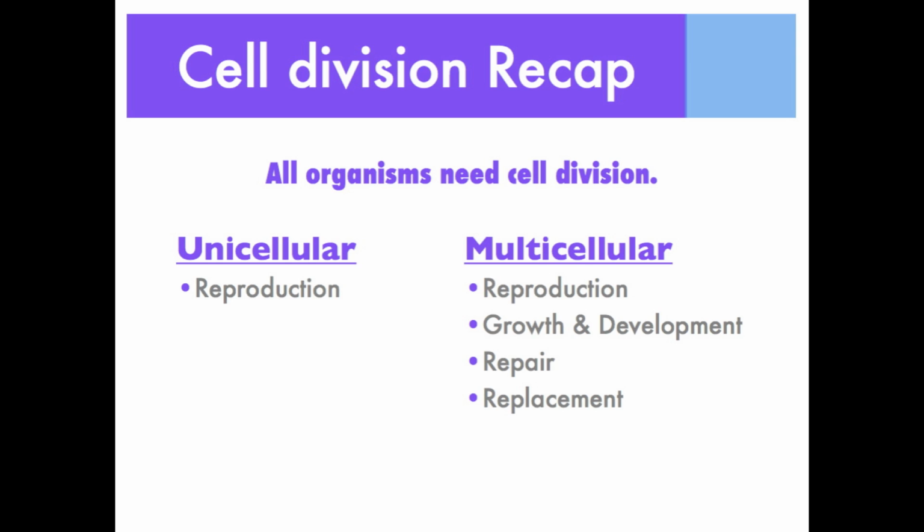So let's review. All organisms need cell division. If you're unicellular, you use cell division only for reproduction. But if you have many cells, you need cell division not only for reproduction, but for growth and development, repair and replacement. This is a great place to hit pause, double check your notes, make sure you have all the info.